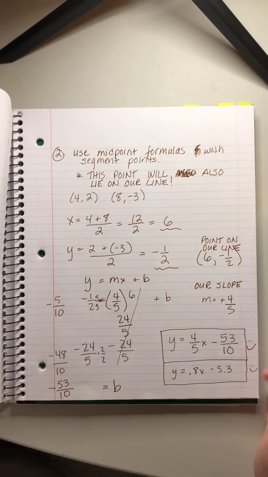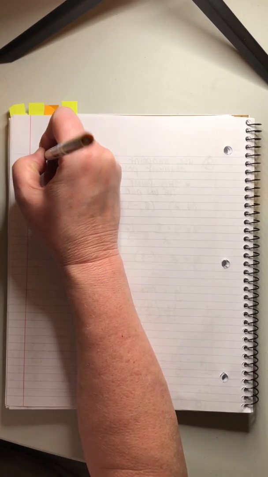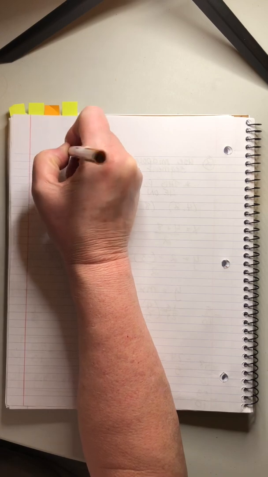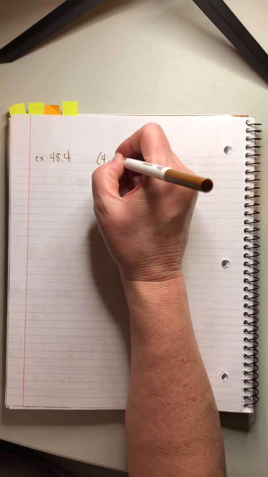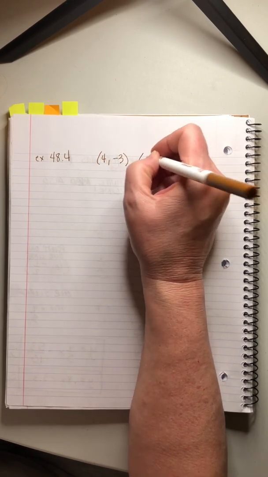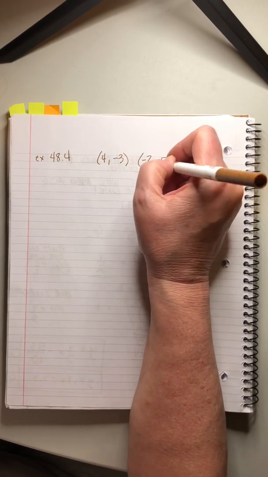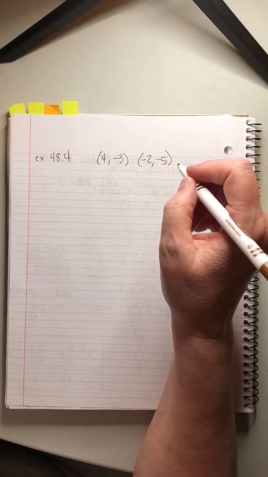There is one more problem. I thought we were done, but alas, John has more in mind for us. But we're almost done. Example 48.4. Write the general form of the perpendicular bisector of the line segment whose endpoints are 4, minus 3 and minus 2, minus 5. Use the midpoint formula again.